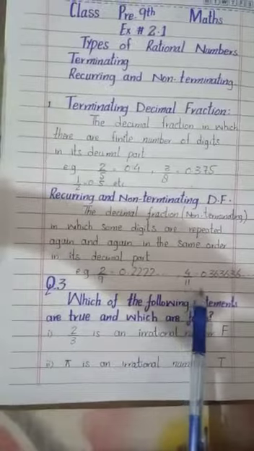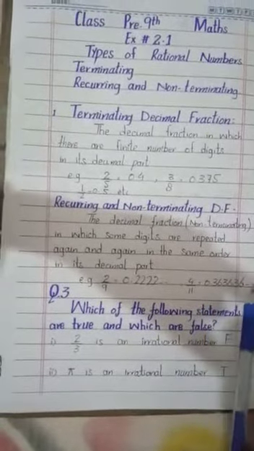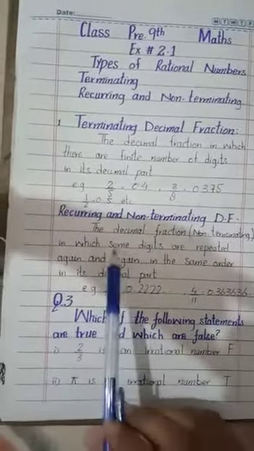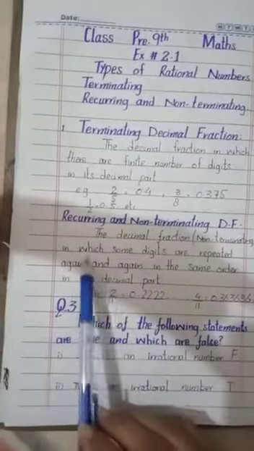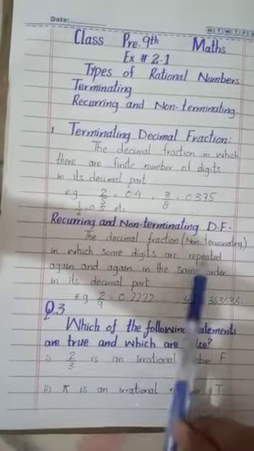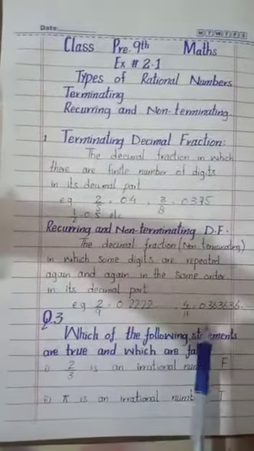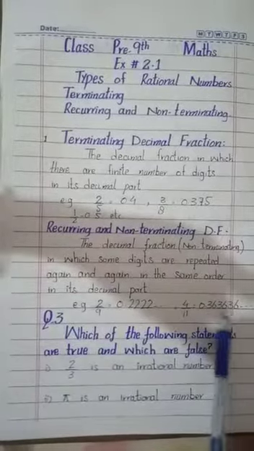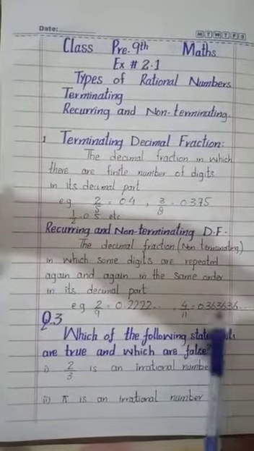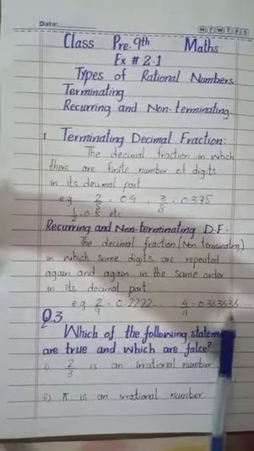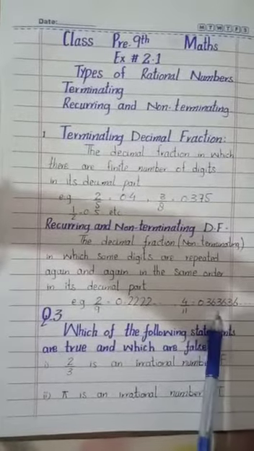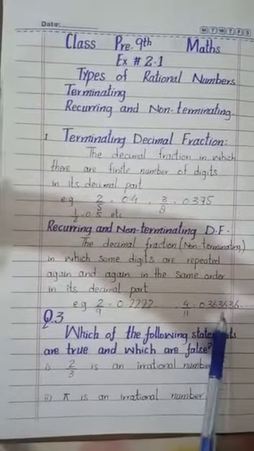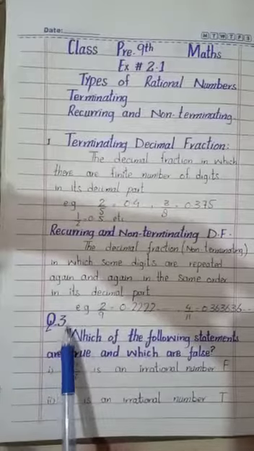4 by 11 is equal to 0.363636. This we will discuss here. So non-terminating decimal fraction in which some digits are repeated again and again in the same order. You can see 363636. Some digits are repeating again and again after the decimal point, so this is called recurring and non-terminating decimal fraction. Now we will start the question.